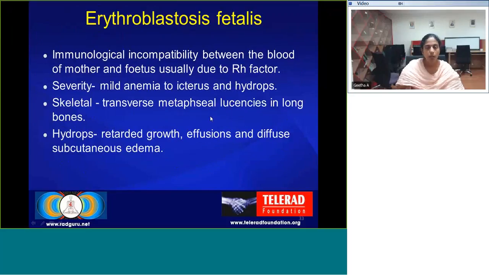Erythroblastosis fetalis is an immunological incompatibility between the blood of the mother and fetus. It is usually due to Rh factor. It can be from a mild anemia to icterus or hydrops. The skeletal changes include transverse metaphyseal lucencies in the long bones. Hydrops in the fetus is seen as retarded growth, extensive effusions, and diffuse cutaneous edema.